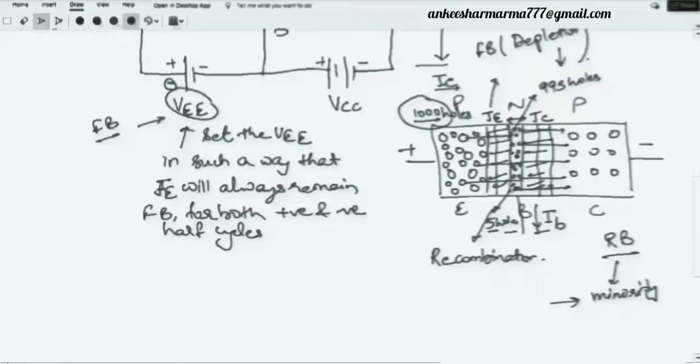In the N-type semiconductor, we have minority carriers as holes, and due to the reverse biasing of this collector base junction, we are going to make our holes move towards the collector. So all the holes that were in your base will move into the collector region, so they will reach here.